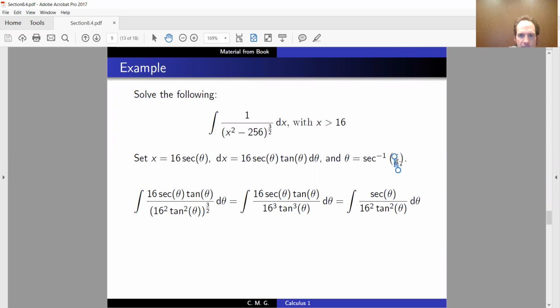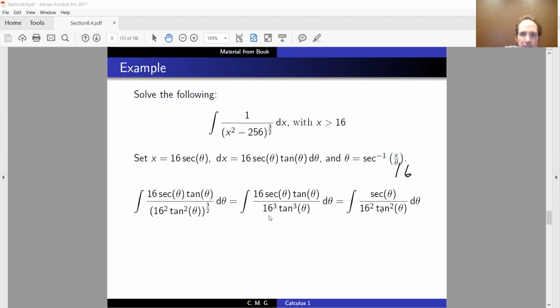Oops, that should be x over 16. My apologies. That should be a 16 down there. And what do I end up with there? Now, I make my substitution. It turns into my tangent squared theta on the bottom, and it's in the 3/2 power. So the square root of this will be 16 tangent theta, raised to the 3rd power is 16 cubed tangent cubed theta. And then I can cancel a 16, one of the 16s gives me a 16 squared in the bottom, one of the tangents in the bottom gives me a tangent squared in the bottom, and then I have a secant theta on the top.